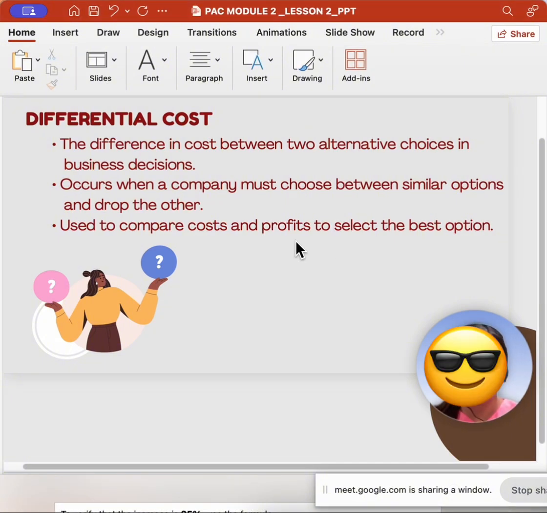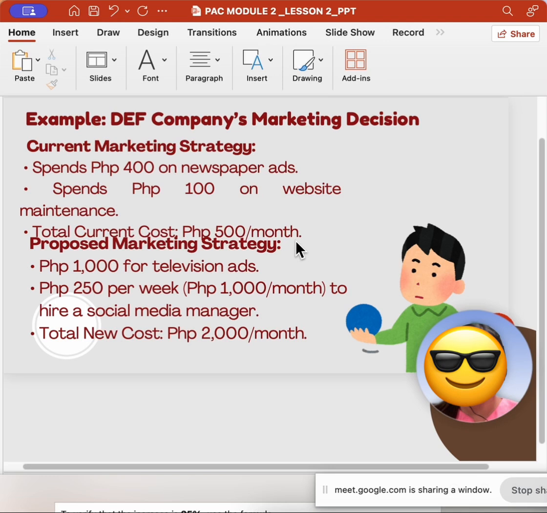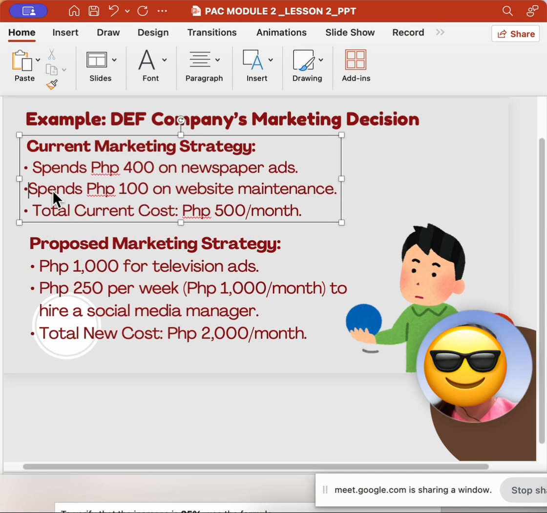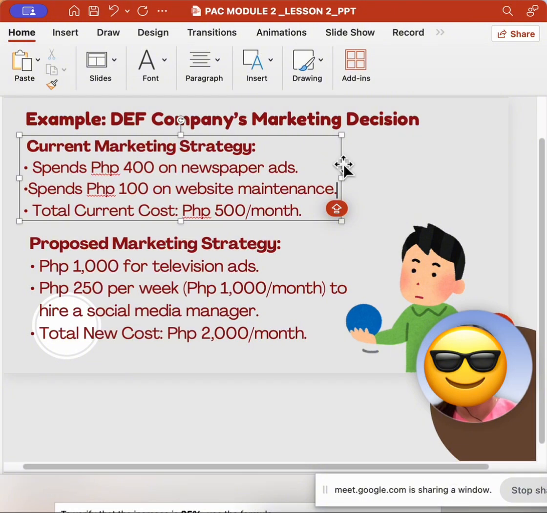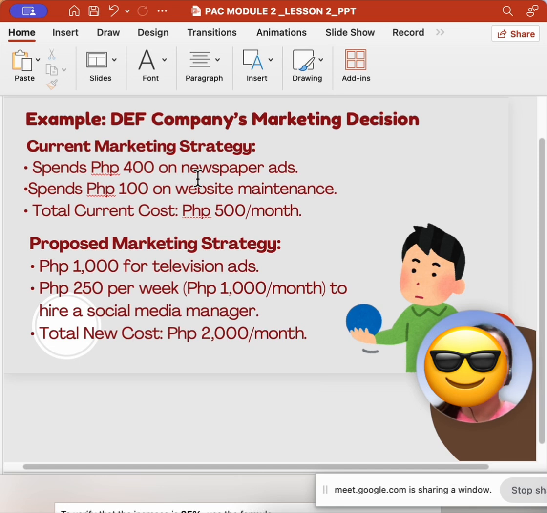And then, for example, DF Company, a marketing decision. Their current marketing strategy is to spend 400 pesos on a newspaper ad and spend 100 pesos on website maintenance. So, the total current cost is 500 pesos per month. So, that is their current marketing strategy: 400 pesos for the newspaper ad plus 100 pesos for website maintenance. That is their current cost.